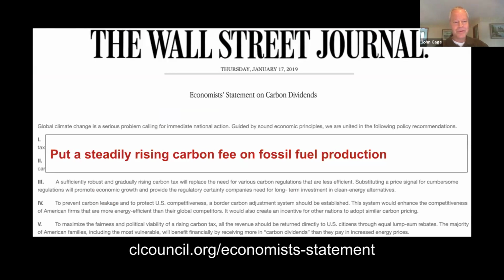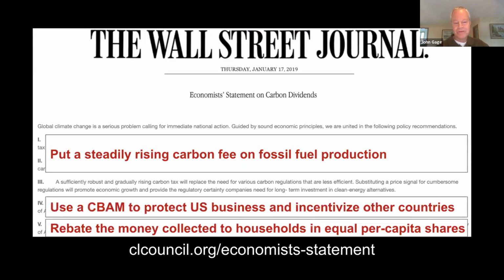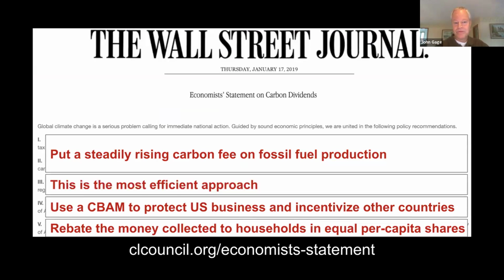The first 2 are basically put a steadily rising carbon fee on fossil fuel production, rebate the money collected to households in equal per capita shares, use a carbon border adjustment mechanism or carbon tariff in trade with free polluting countries to protect US businesses and incentivize other countries to also price carbon. And this is the most efficient approach.